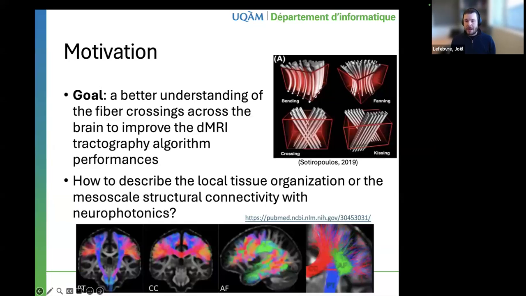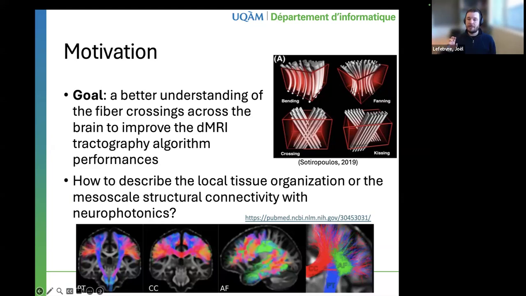So the question we can ask is, how can we describe the local tissue organization or the mesoscale structural connectivity with neurophotonics tools? That's the main goal of my presentation.